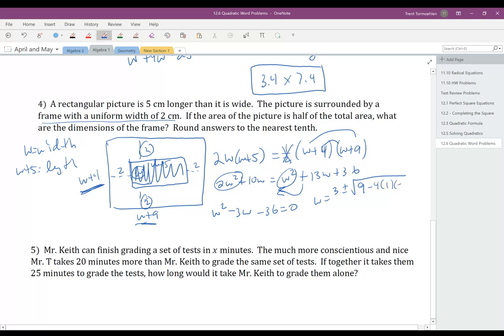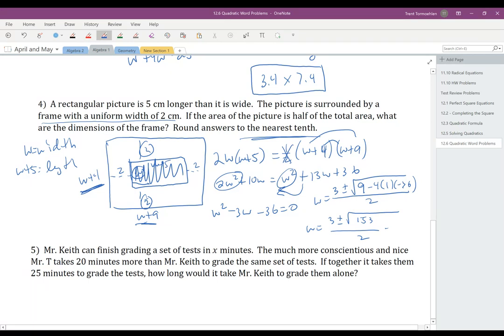Minus 4 times 1 times negative 36, all over 2 times 1, A is 1. And so that gives me 3 plus or minus the square root of 9 plus 144, so 153, over 2. Again, this can be factored if your answer was supposed to be in simplest radical form, but it says round to the nearest tenth, and so we don't need to factor it.